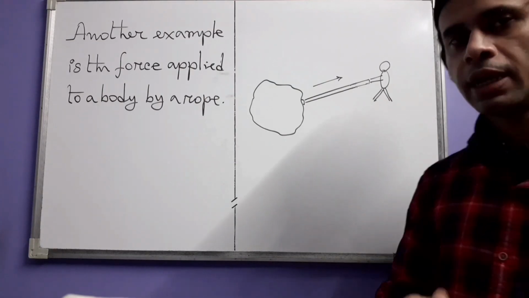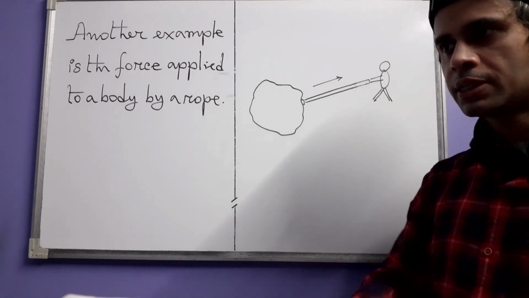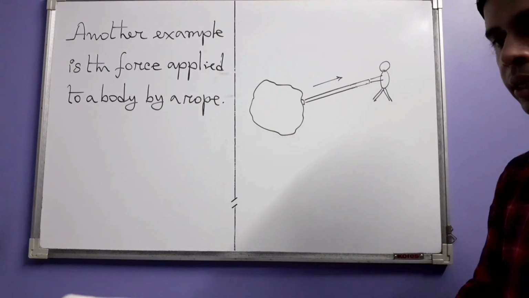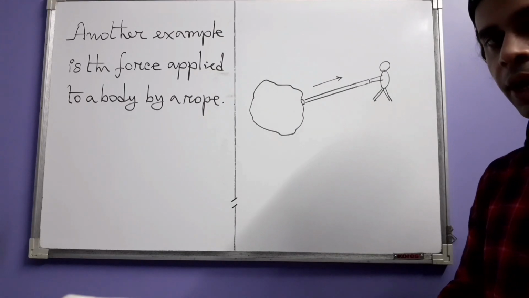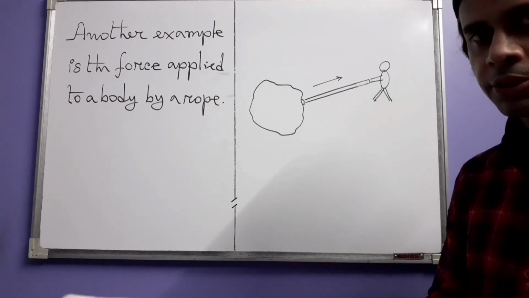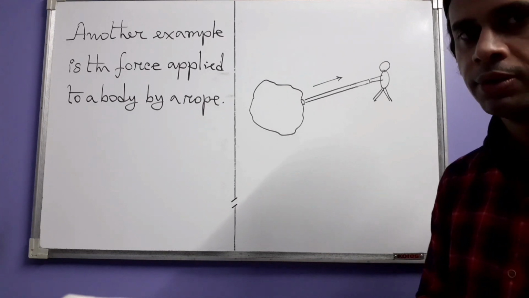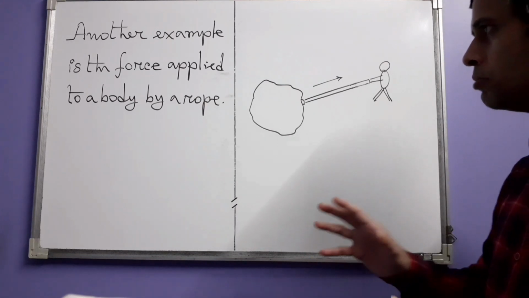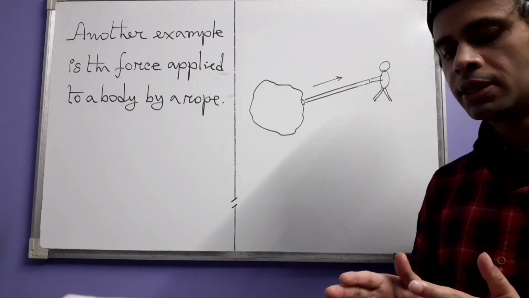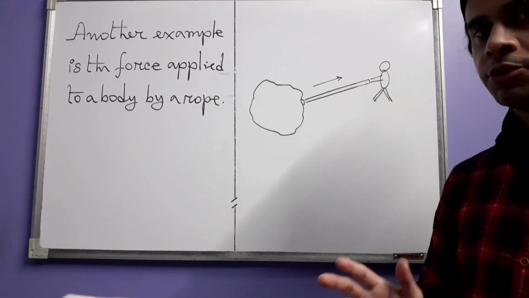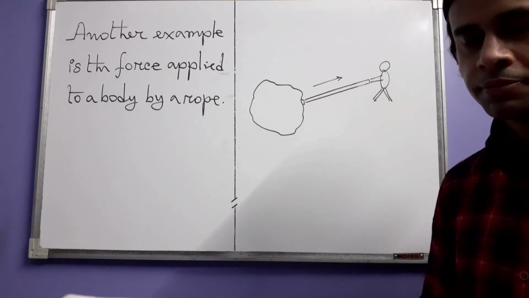Also, the direction alone is not enough. You are just saying that I am say pulling it horizontally in this direction. How much effort are you putting into the pull? What is the strength of the pull? So both these things have to be specified in order to completely specify the force. That is why force is a vector quantity.